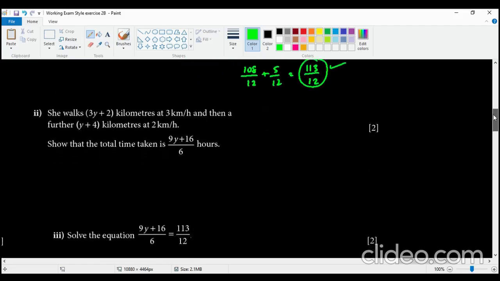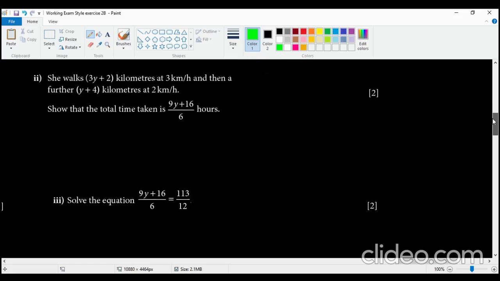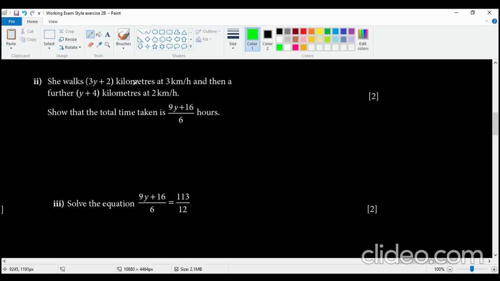Moving on to the second part, it says she walks 3y plus 2 kilometers at 3 kilometers per hour, and then a further y plus 4 kilometers at 2 kilometers per hour. So there are two sections. I divide this into the first part of the walk. The first part of the walk is considered as 3y plus 2 kilometers at 3 kilometers per hour, and I can write this as 3y plus 2 over 3.